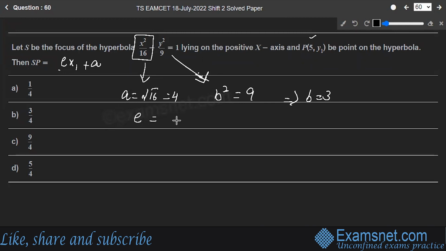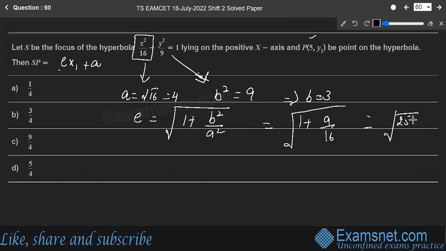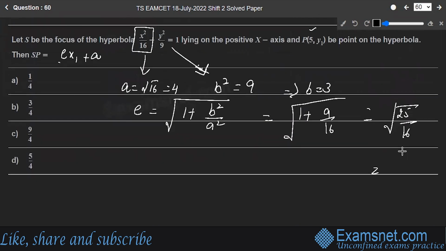Let's find out e. e is given by the square root of 1 plus b square upon a square, which is equal to the root of 1 plus 9 upon 16. So 25 upon 16 under the root. This will give me plus minus 5 by 4 as the value of e. Right? I got a as 4, b as 3, e is plus minus 5 by 4.